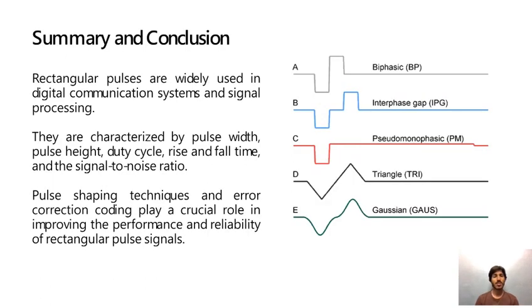Summary and conclusion. Rectangular pulses are widely used in digital communication systems and signal processing. They are characterized by pulse width, pulse height, duty cycle, rise and fall time, and the signal to noise ratio. Pulse shaping techniques and error correction coding play a crucial role in improving the performance and reliability of rectangular pulse signals.